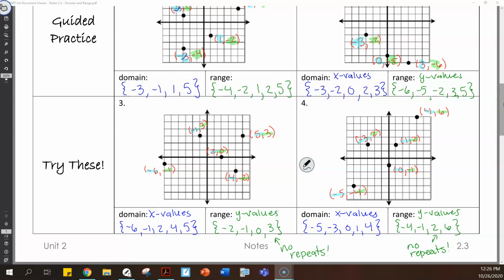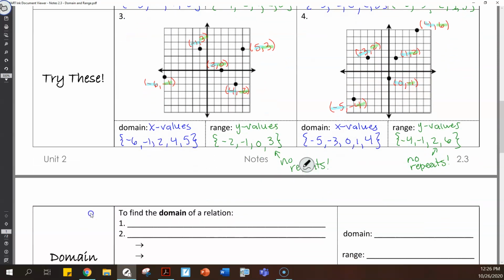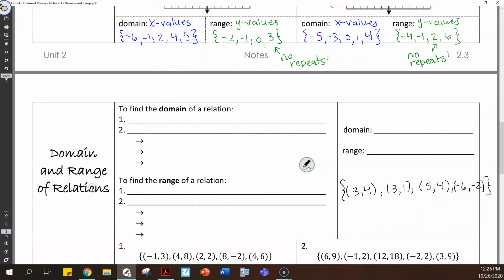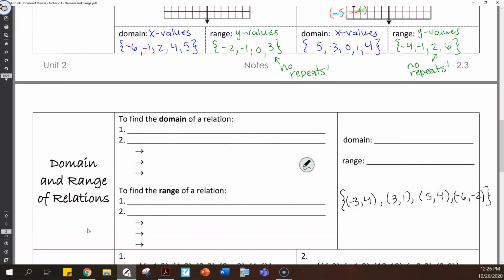All right, so now that we've found the domain and the range of some discrete graphs, we can look at domain and range of different relations. And the process here really is the same. So the first thing I did before was to give me the ordered pairs of the points that I was looking at. In this one, we should already have the x and y values available to us. We just have to look at them.